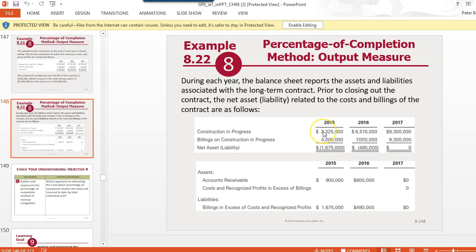Had this construction in progress been greater than billing, you'd have an asset. And this would be presented on the balance sheet under assets right here, costs and recognized profits in excess of billings. But because it's negative, you have to show it as a liability.